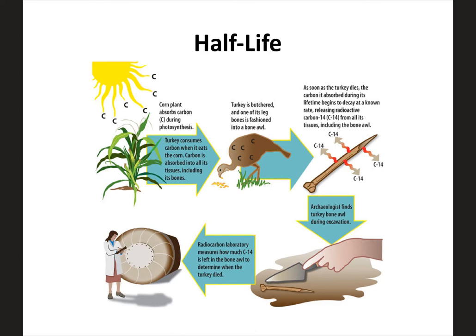So that gets lost, gets buried, and then many, many years later, maybe even millions of years later, we find this bone, it's dug up, and they can measure how much carbon 14 is left in the bone. Because we know the rate of decay and the half-life, and it's decaying at a certain rate, we can determine roughly how long ago that turkey died. So this is the idea of half-life, realizing that the concentration drops by half in a specific interval of time.